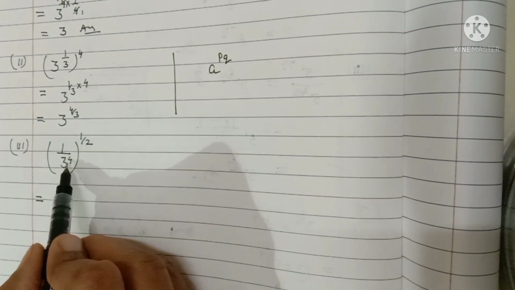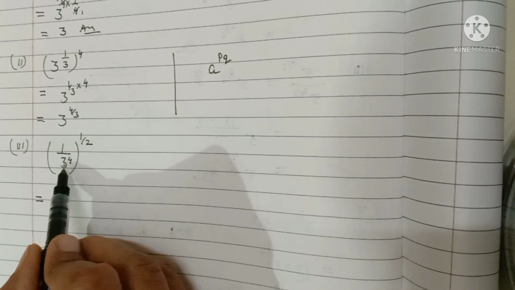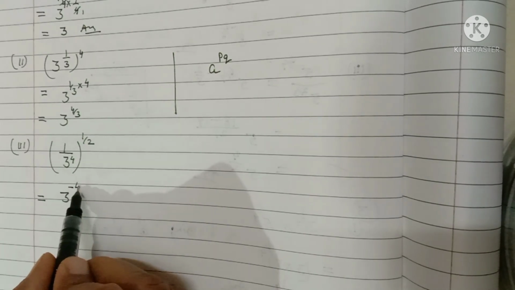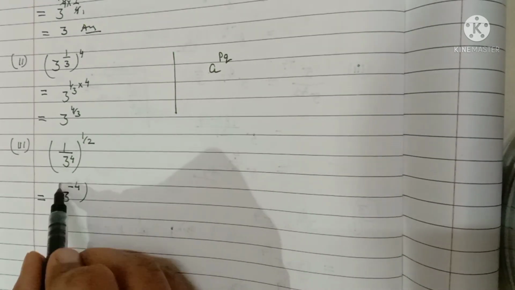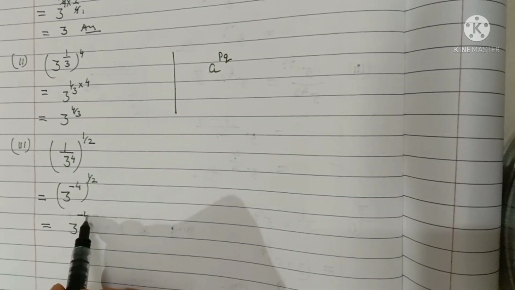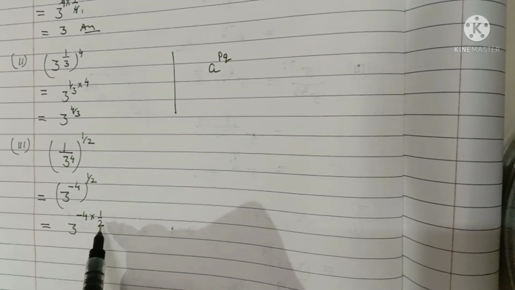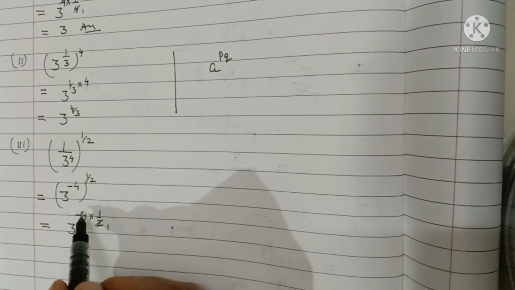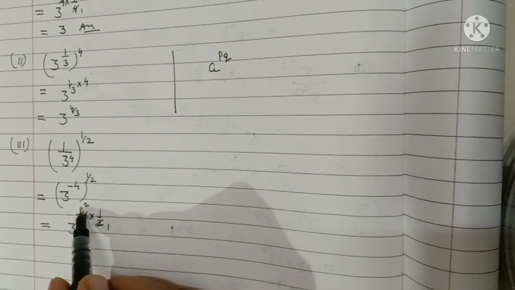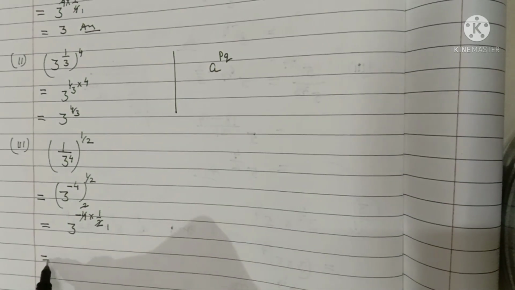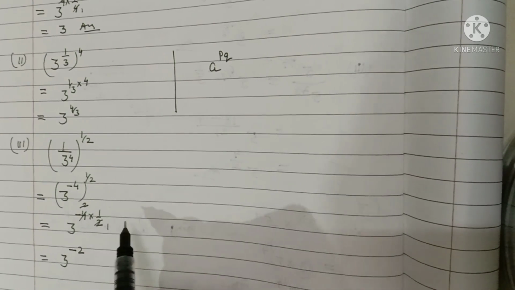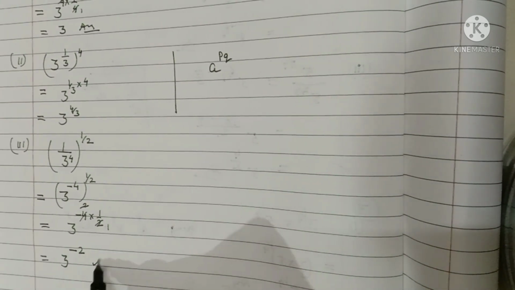It is in the denominator. When you take this 3 to the power of 4 to the numerator, it becomes 3 to the power of minus 4, and whole to the power of 1 upon 2. You can write it as 3 to the power of minus 4 into 1 upon 2. Cut these: 2 1s are 2, 2 2s are 4. So this becomes 3 to the power of minus 2, and this is the answer.